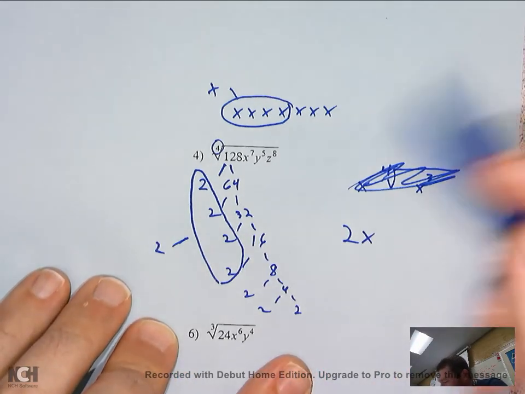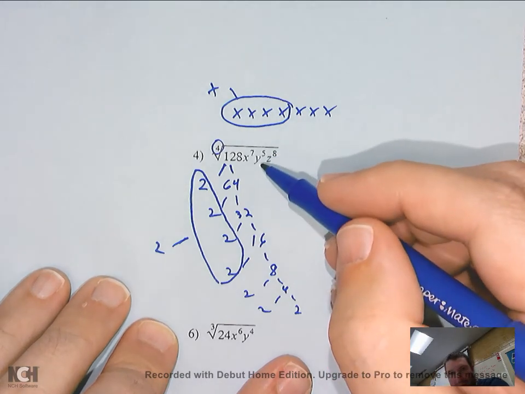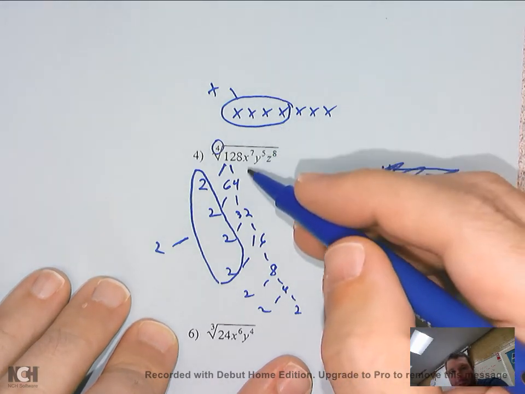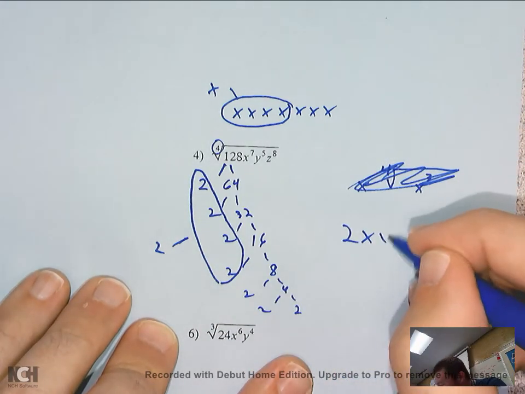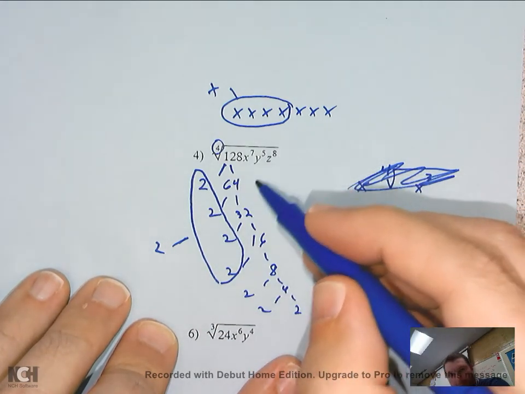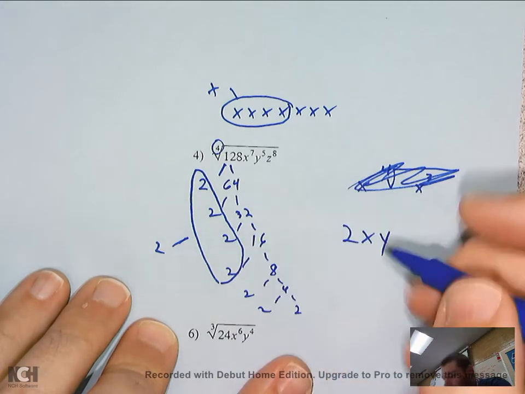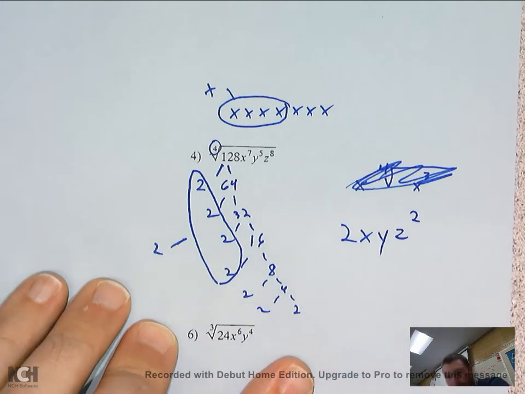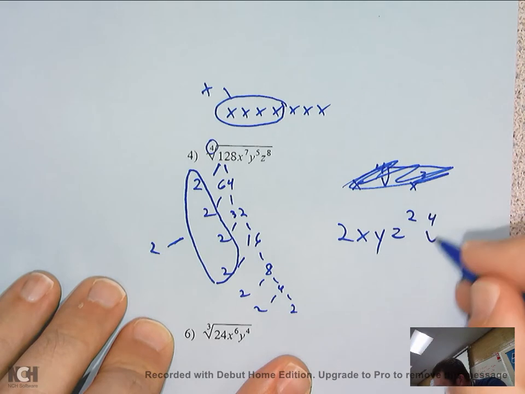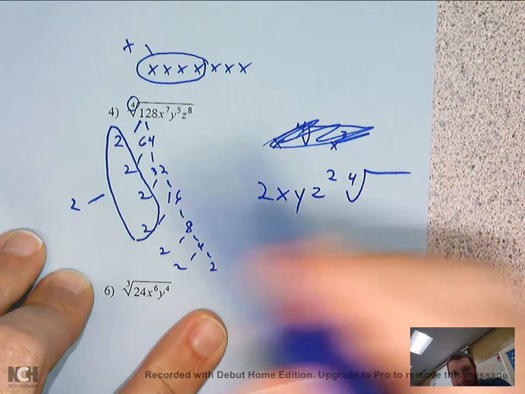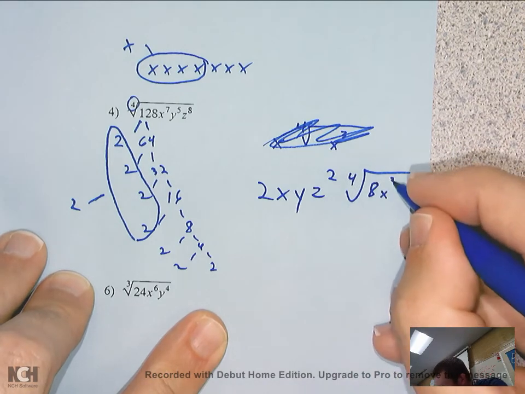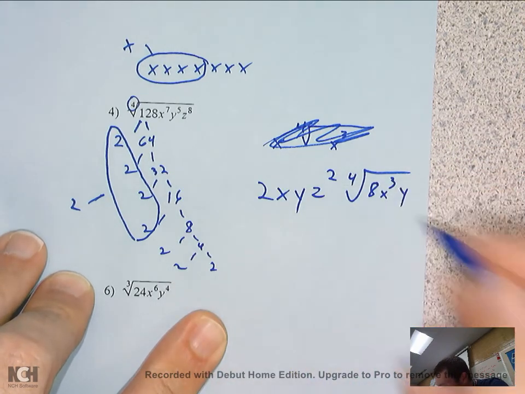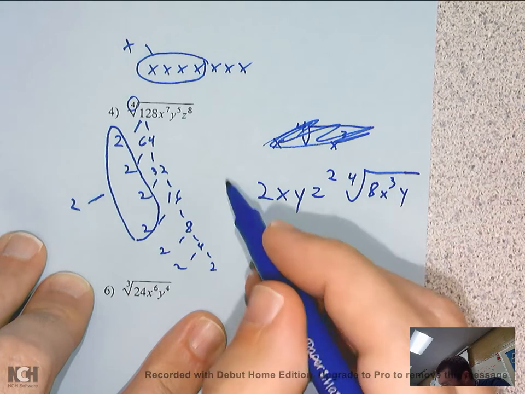And I already had said I pulled out 1x. And then with the y's, there's 5, so I can think of that as y to the fourth times y, so I can pull out 1y and leave 1y underneath. And then z to the eighth, there's two groups of 4 there, so I can pull out 2z's, so z squared, and there would be nothing left underneath. So let's go back and look at what was left underneath. There was an 8, there were 3 x's, so x to the third, and there was 1y.